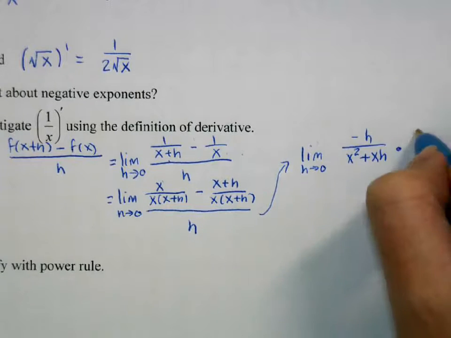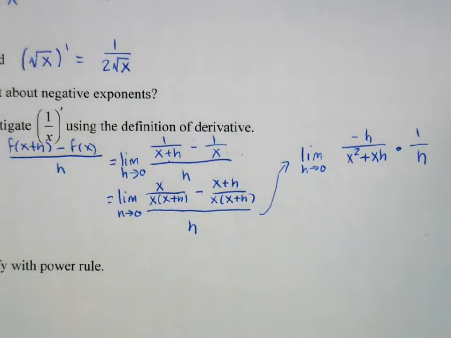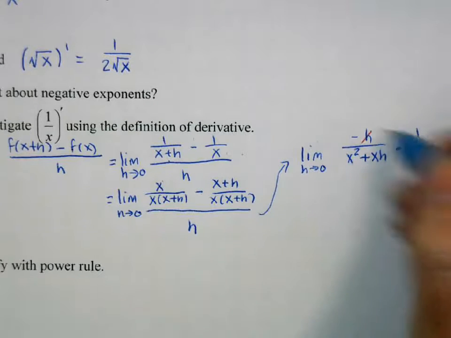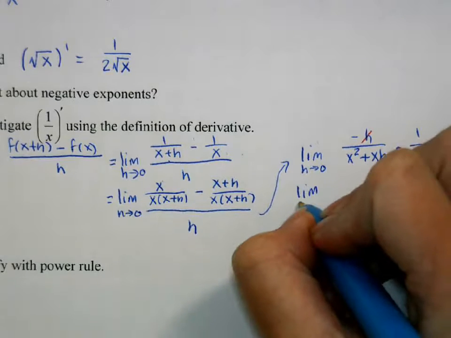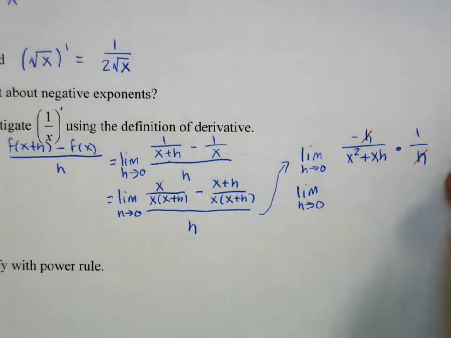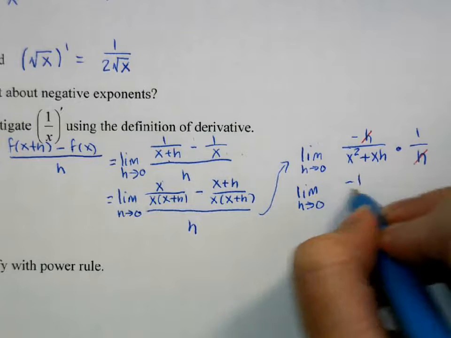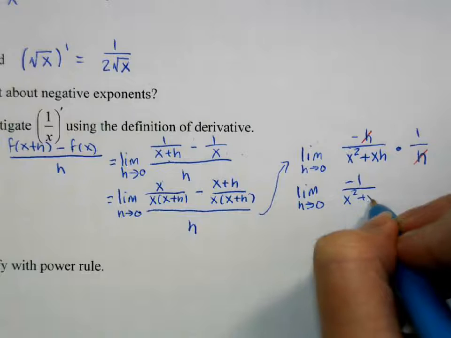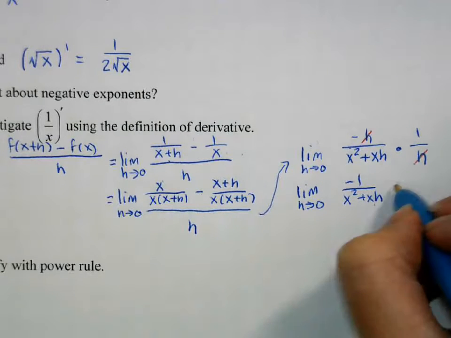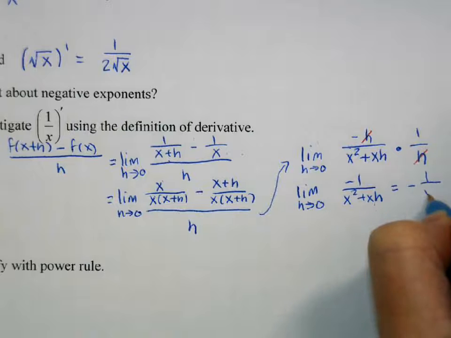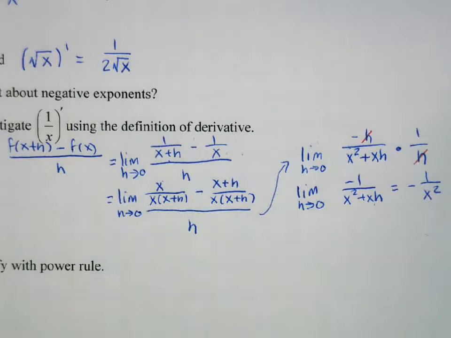Okay, so this h will actually reduce with this h. So this leaves me with the limit as h goes to 0 of negative 1 over x squared plus xh. Well, as h goes to 0, this goes to 0, but everything else stays there. So negative 1 over x squared. Okay, getting there with our limits, getting common denominator, using the definition of a derivative.